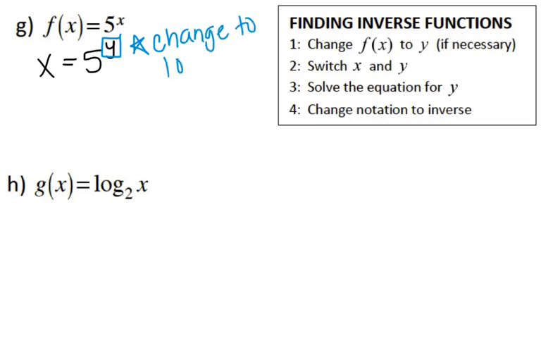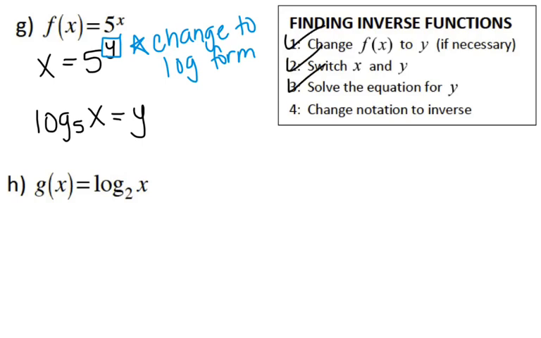to log form. If you recall from the last unit, exponential functions and logarithmic functions are inverses of each other. So if I change this to log form, I have log base 5 of x equals y. Because a logarithm is an exponent, so it has to equal the exponent. And our goal is to solve for y, which we did. And then just rewrite it in function notation. So this is f inverse of x equals log base 5 of x.